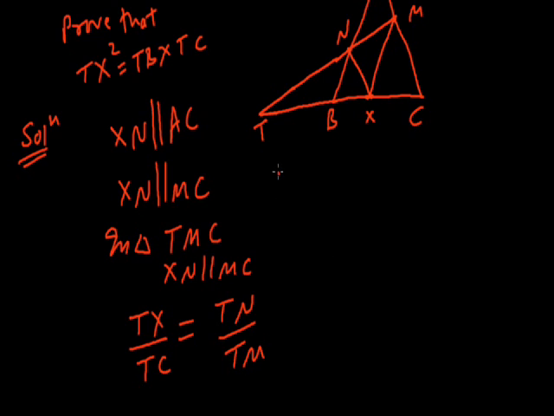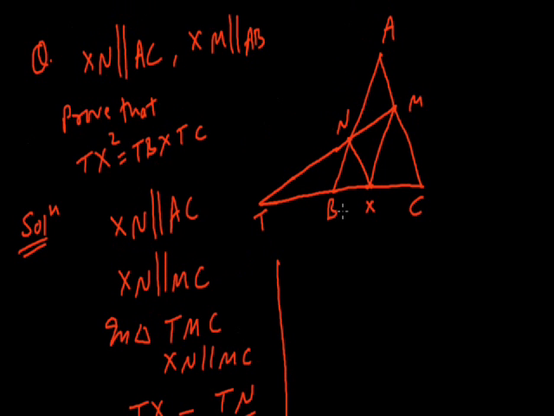Now, in the same way, again in this question it is given that the line XM is parallel to AB, or we can say that XM is parallel to NB because NB is a part of AB. XM is parallel to AB, but NB is a part of AB, so we can say that XM is parallel to NB also.